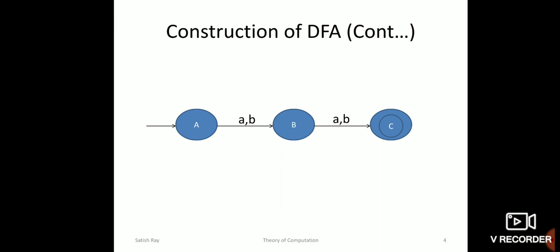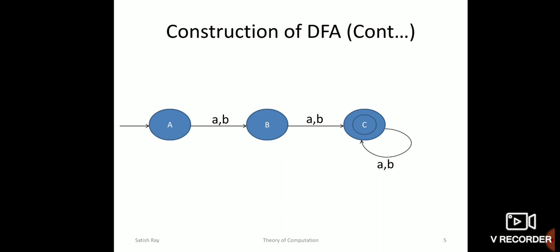But what about the strings of length more than 2? In order to construct a DFA that will accept strings of length more than 2, we have to add one more transition like this.